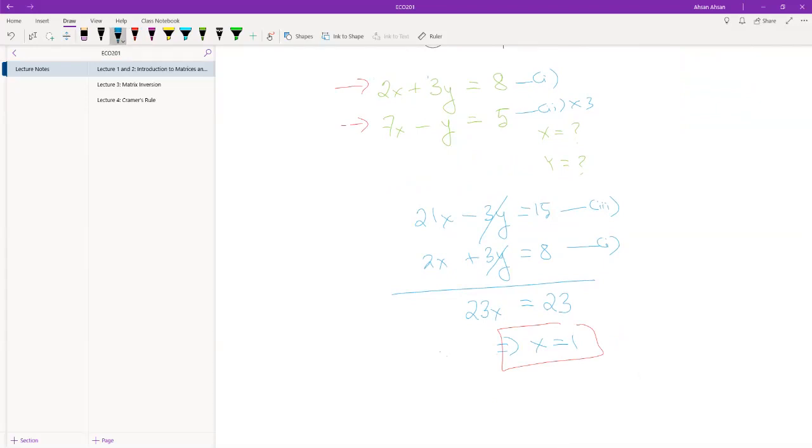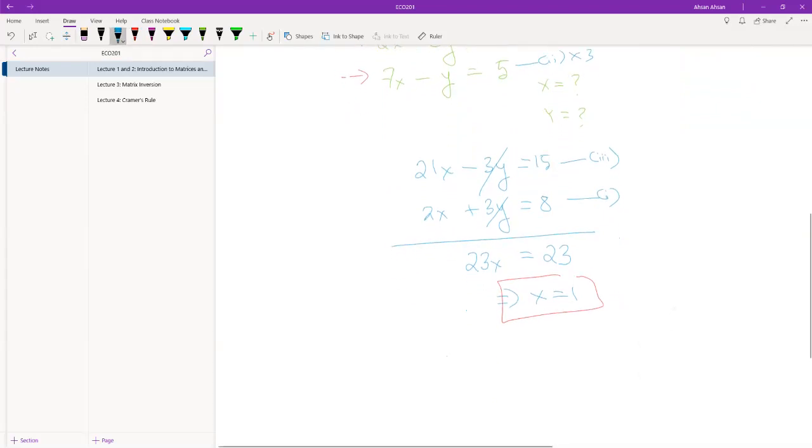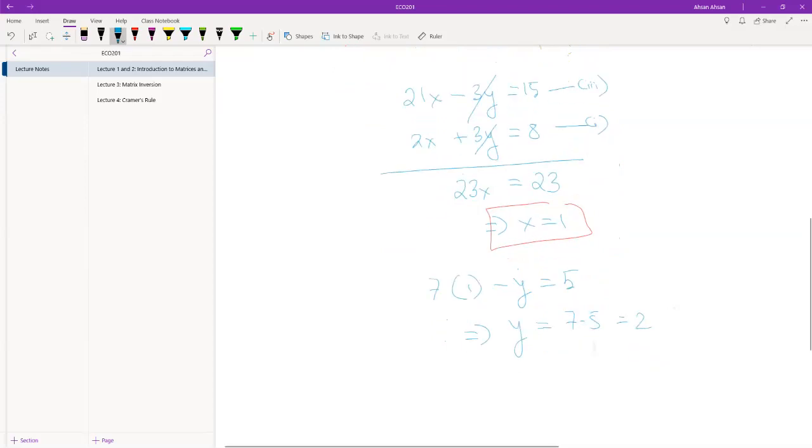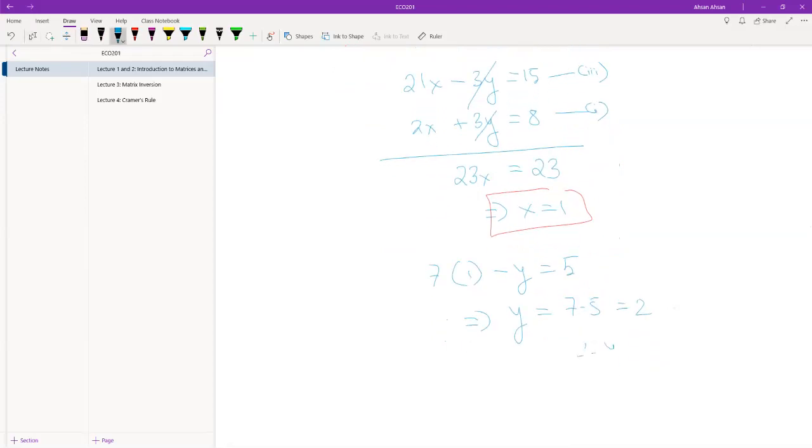So suppose I pick equation 2. In equation 2, if I plug in the value of x, which is 1, 7 minus y equals 5. Just by reorganizing this, y equals 7 minus 5 equals 2. So therefore, y equals 2. And there you have it. We have found the values of x and y, which are 1 and 2.